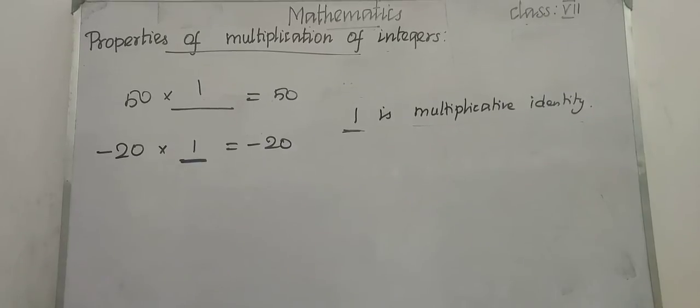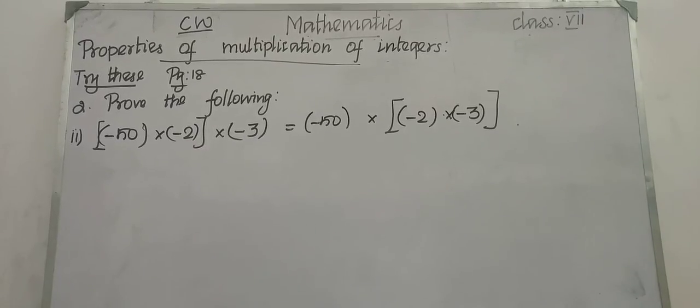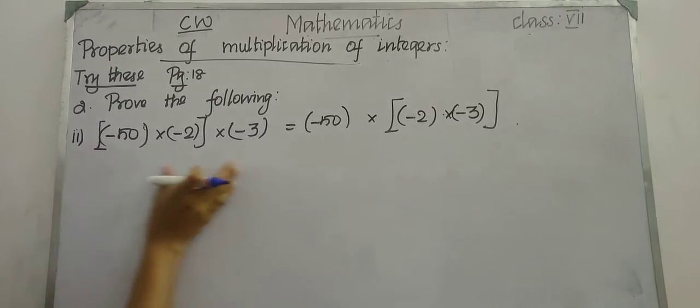Okay, children. So, let us do the try these. Complete the try these sum in page number 18. Take your classwork notebook. Children, take your classwork notebook. Try the second question. So, prove the following: minus 50 into minus 2 into minus 3. Let us solve this.